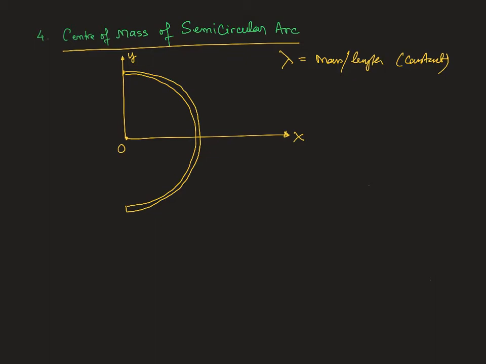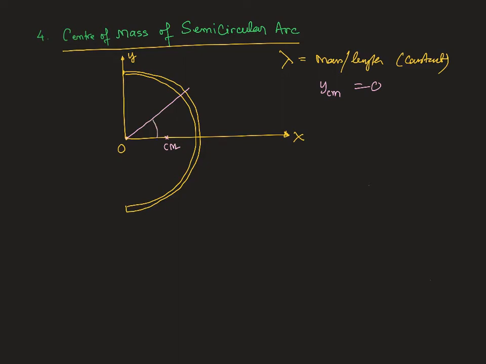So from symmetry we can say that the y coordinate of the center of mass is equal to 0. So we have to find the x coordinate of the center of mass. The arc is symmetric about the x-axis, so the center of mass lies on the x-axis itself, somewhere around here. Now we have to find the x coordinate of CM.